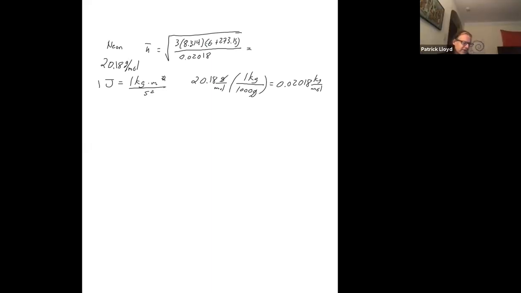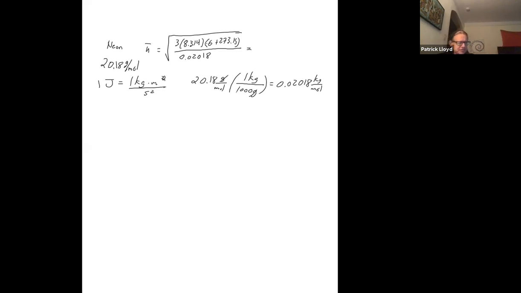So what is that? 293.15. And then you divide that by your 0.02018, and you get a big number, but you've got to take the square root. Don't forget to take the square root. That's going to make it smaller, right? When you take a big number and take the square root, it makes it smaller.